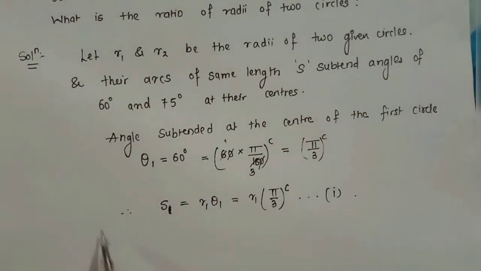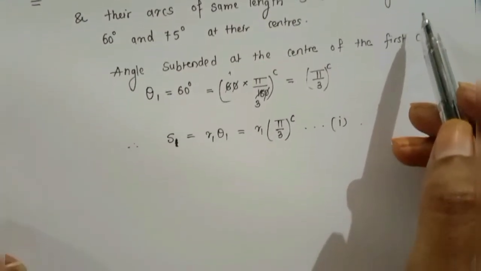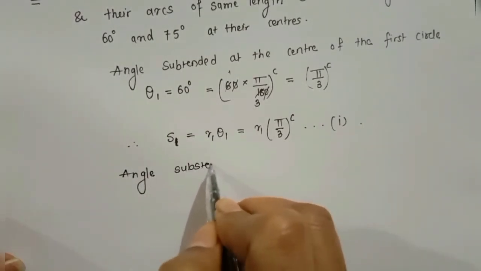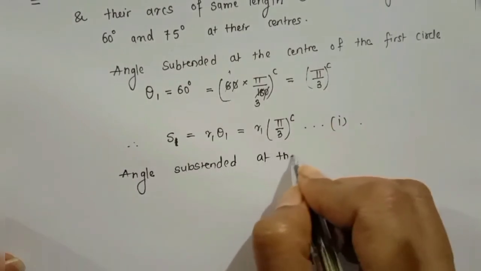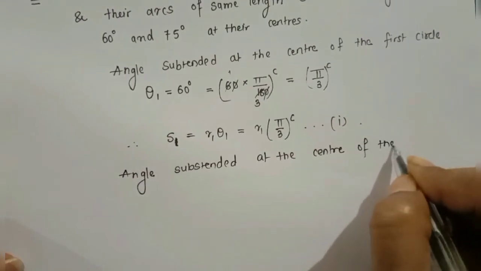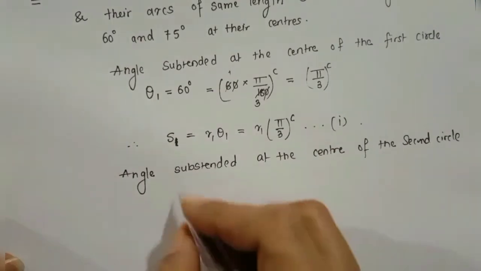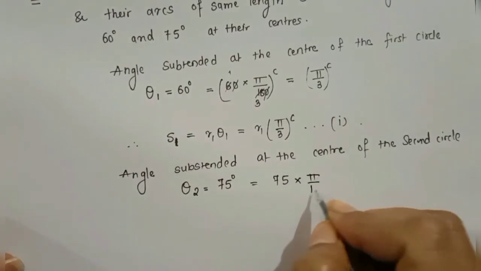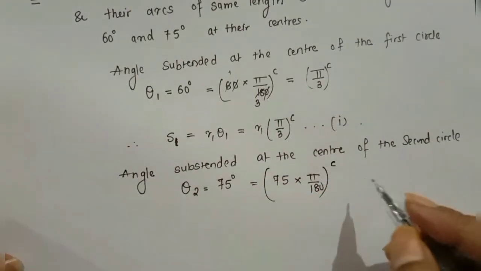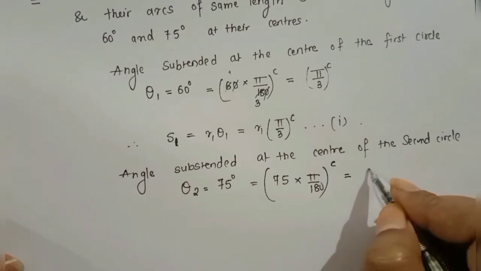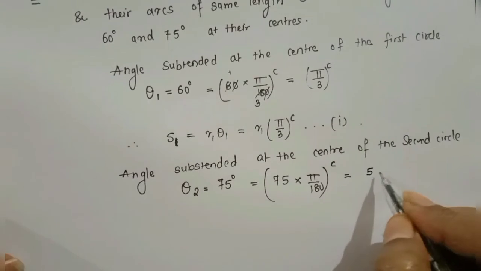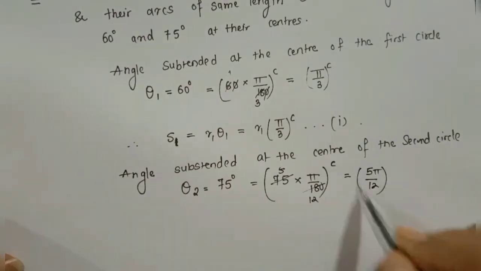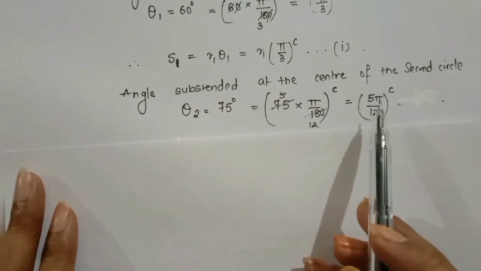Now, in the same manner, we can talk about the second circle, correct? The angle subtended at the center of the second circle, that is theta 2, is equal to 75 degree, that is 75 into pi by 180, because we have to convert this degree to radian, correct? That is nothing but, see here, 15 fives are 75, and 15 twelves are 180, so 5 pi by 12. So here we have got theta 2 as 5 pi by 12 radian.